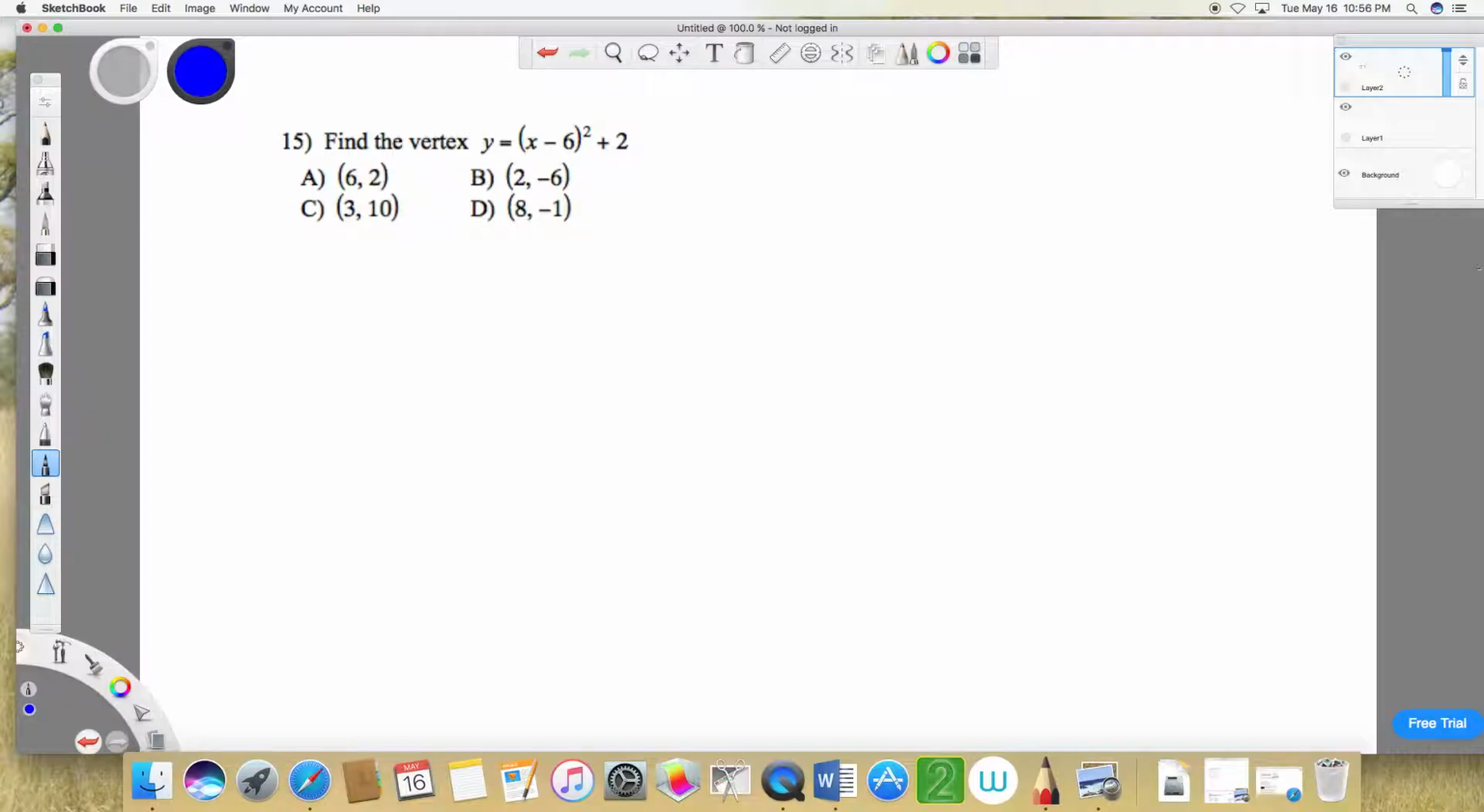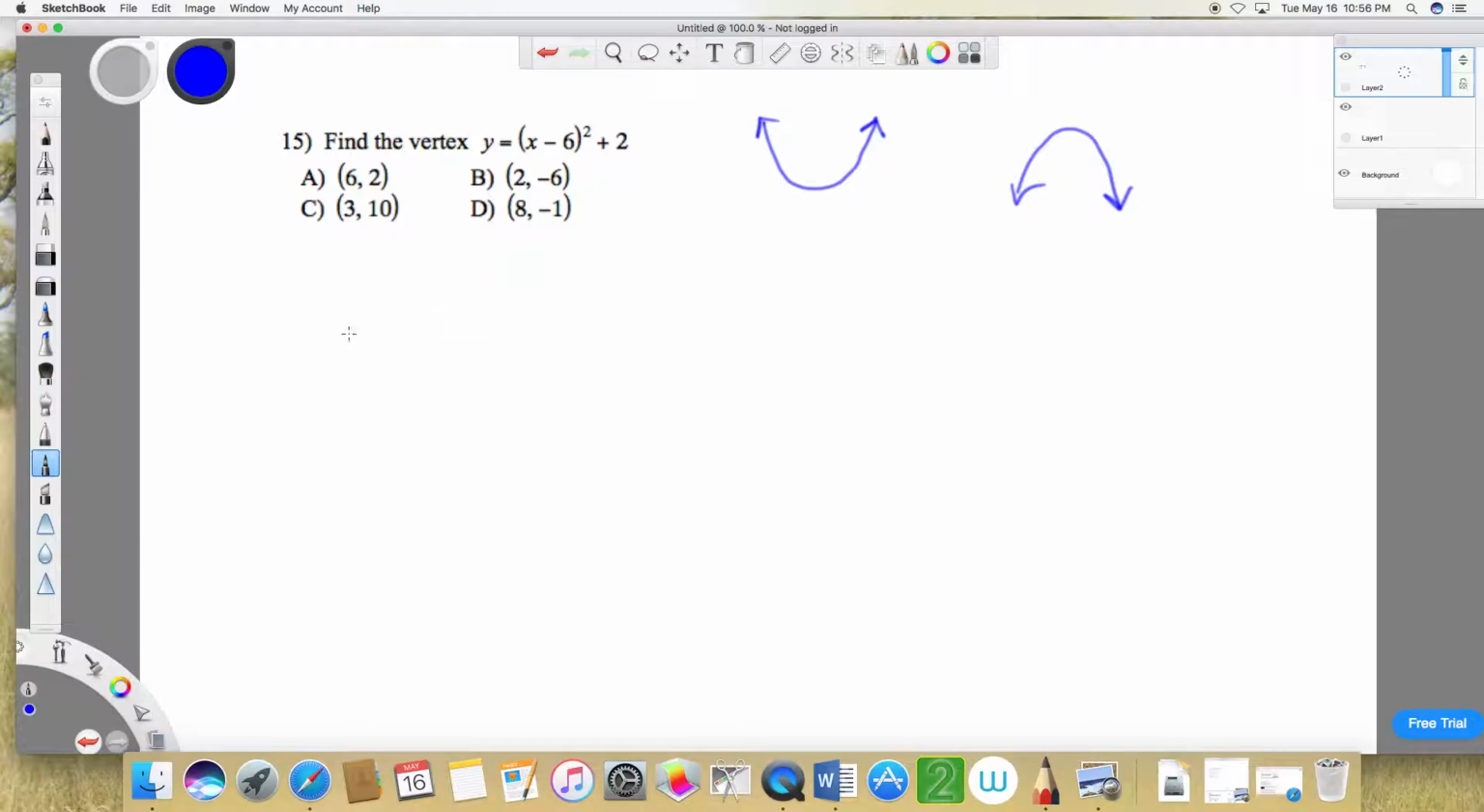bit easier. We know that because the exponent here is a 2, we have a quadratic equation, and the graphs of quadratic equations, we call them parabolas, and these parabolas either open upward like this or they open downward. And we can tell by inspection of what we have here.